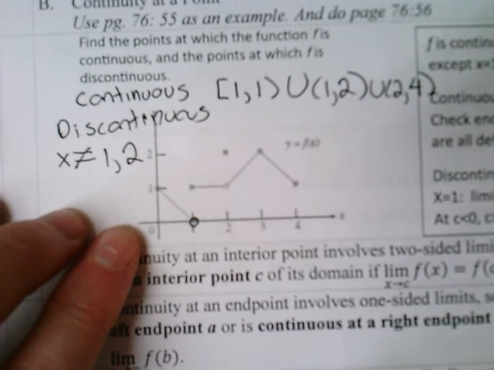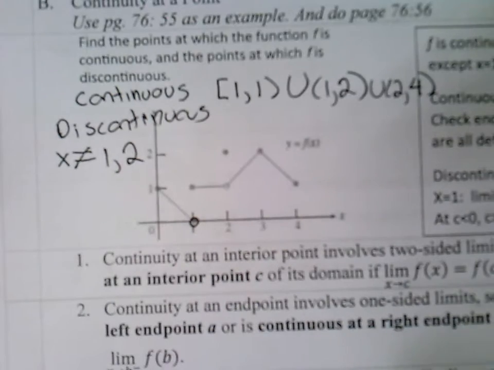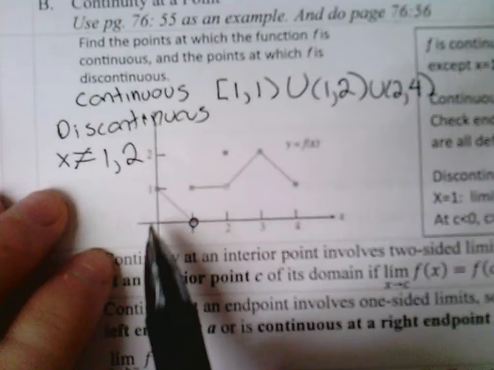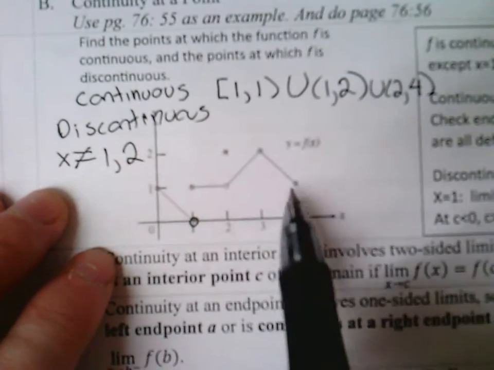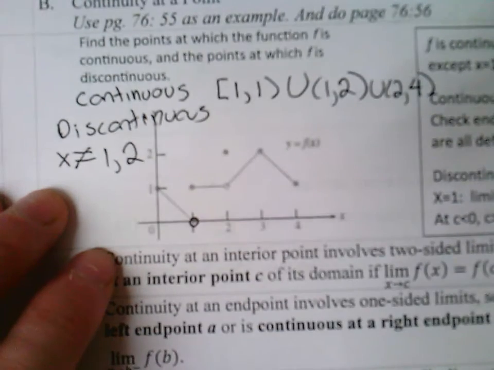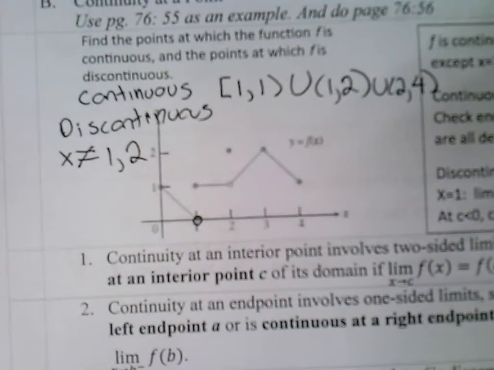For continuous points, you're going to want to check the endpoint and the interior point limit. So you're going to see if there are defined points and if the limit exists. Of course the limit exists from here, and it also exists over here. Okay, so let's look at our discontinuous points.